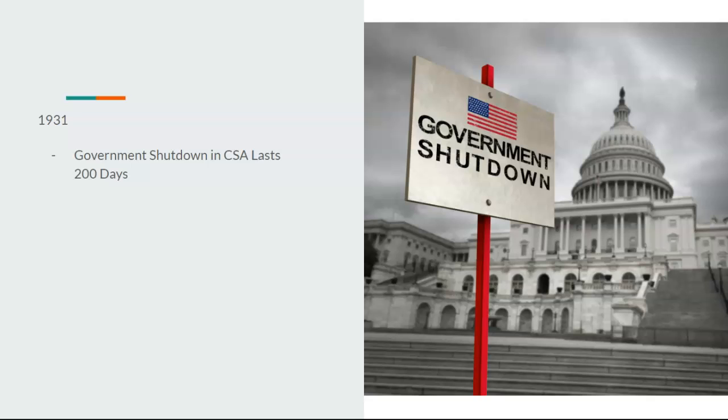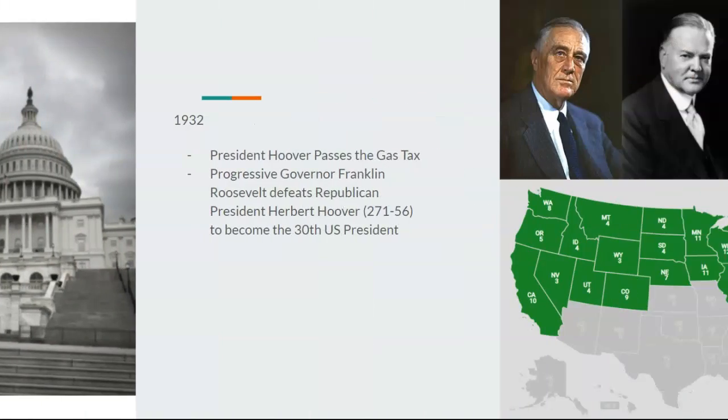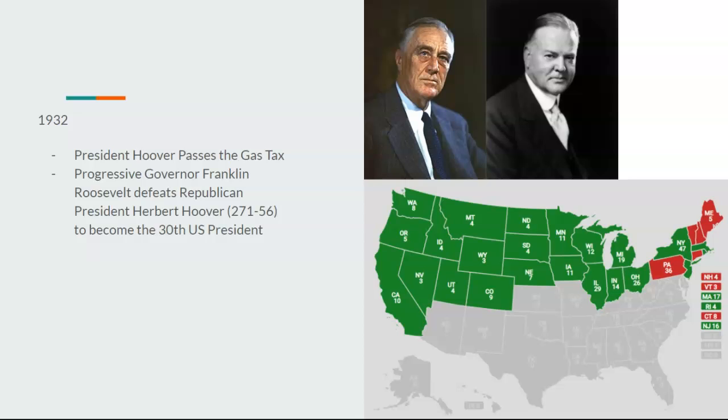In 1931, the Depression is so bad in the South, however, that there is a government shutdown for 200 days, in which all hell breaks loose in the Confederacy, which makes President McAdoo very unpopular. In 1932, President Hoover passes the gas tax. Again, this does damage to the Union States economy.